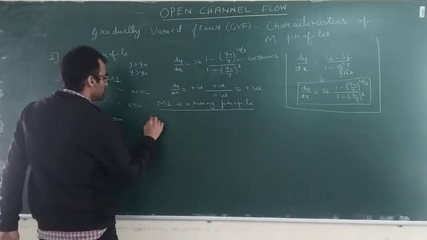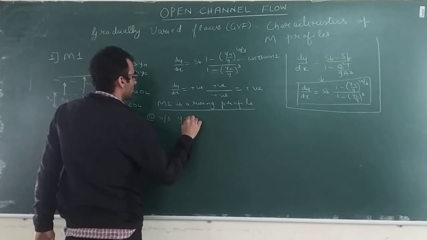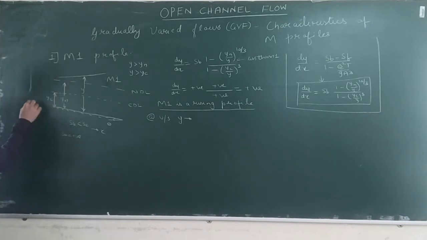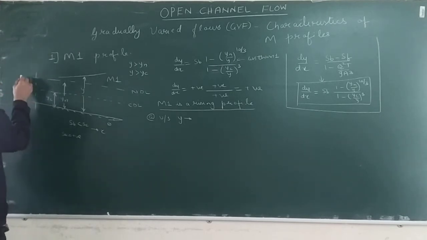So at the upstream, the flow depth will, at some location where the GVF is going to start, the gradually varied flow is going to start from some location. Suppose this is the location. At this point GVF is going to start, and beyond this point upstream, what is the flow? Flow is a uniform flow. Depth is normal depth, y is equal to yn.